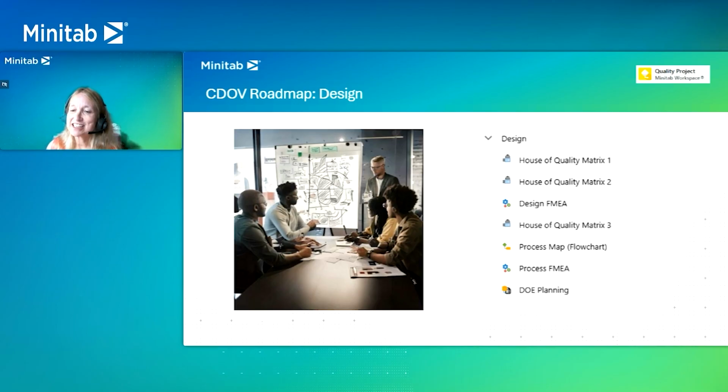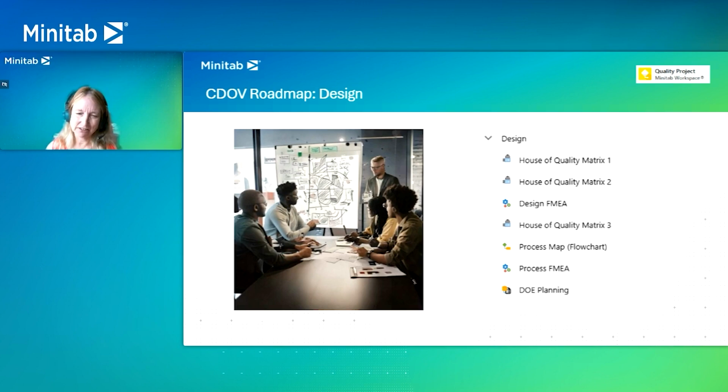Now, that was the concept phase, right? So it's taking the voice of the customer into some measurable requirements and trying to get that into our design phase. So now we're in our design phase. In our design phase, like I said before, some things we're going to focus on and maybe some new tools to learn are house of quality as well as FMEA.